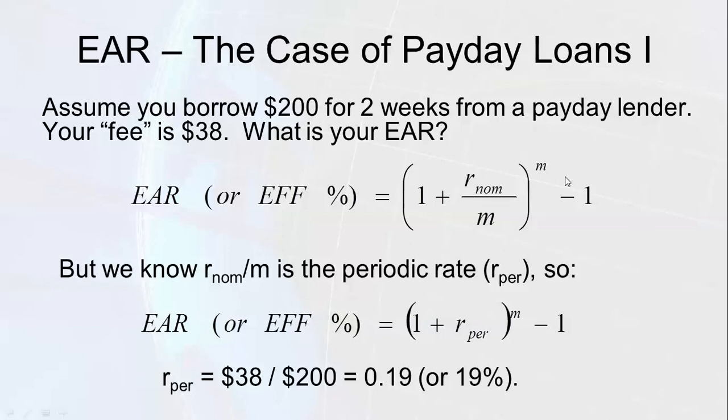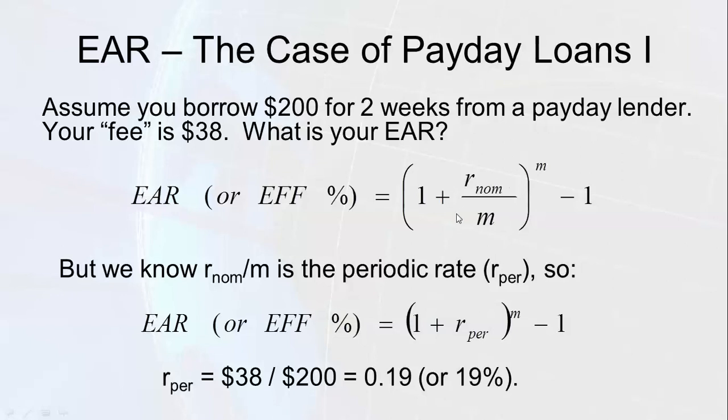Okay, this is the formula. First of all, you need to find out the rate per period. So you have $38 in fees, and you borrowed $200. So 38 divided by 200 is going to give you the rate for 2 weeks, which is 0.19, equal to 19%. Okay, so your rate per period is the nominal rate divided by compounding.